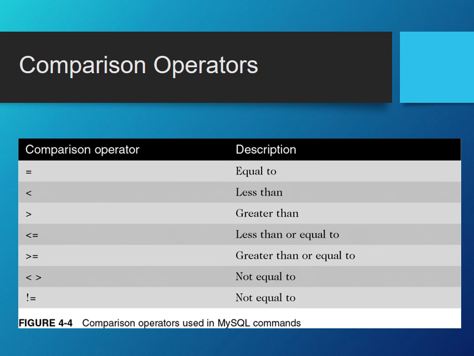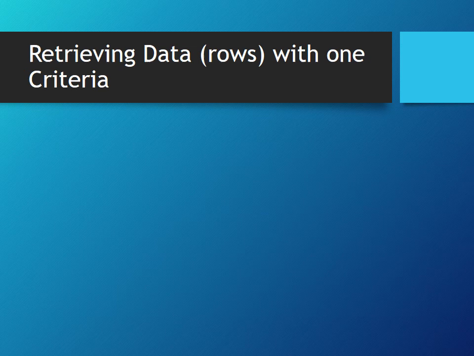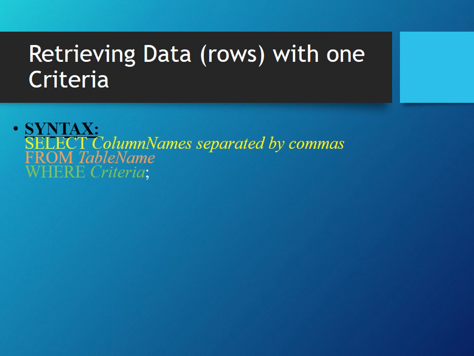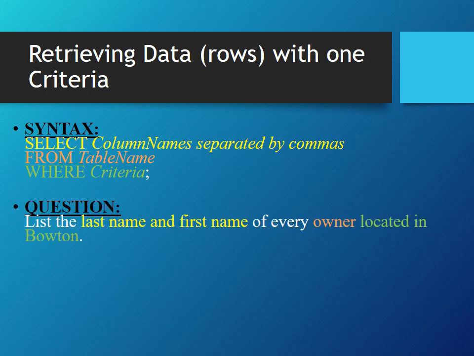Now let's look at an example with one criteria. The syntax for retrieving data with one criteria is select column names separated by commas from table name where criteria, semicolon. Notice that we now have to use a where clause because we are looking for specific criteria. Let's look at an example. The last name and the first name are our needed columns. The owner is the table and the criteria we need is Balton.